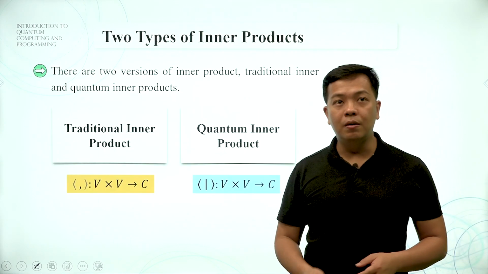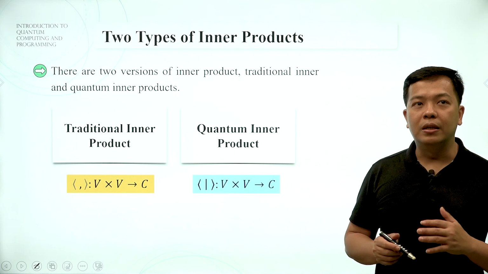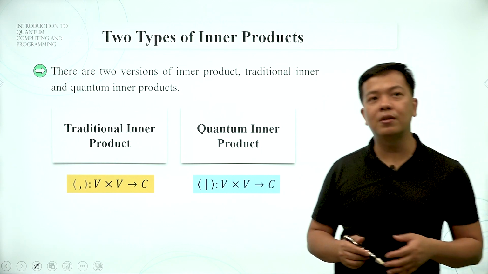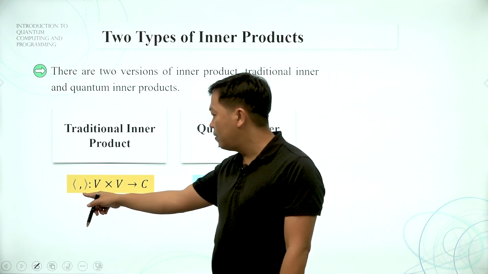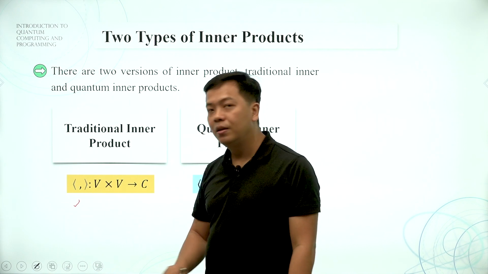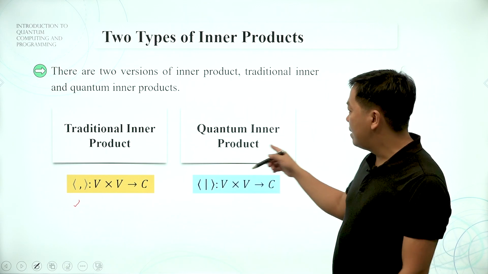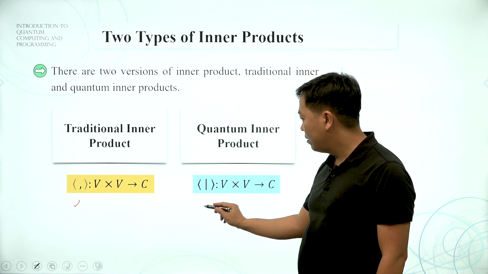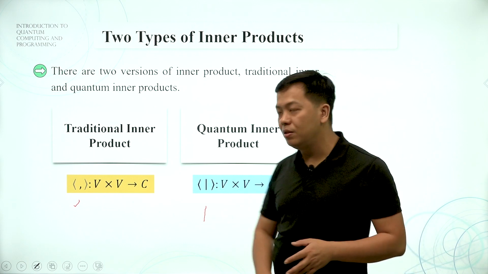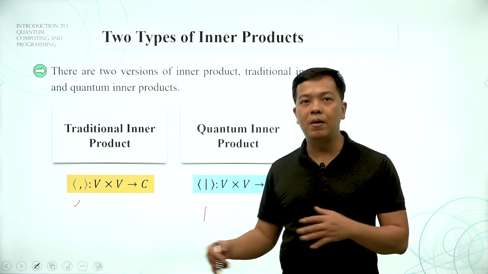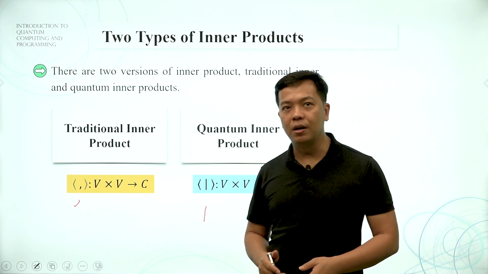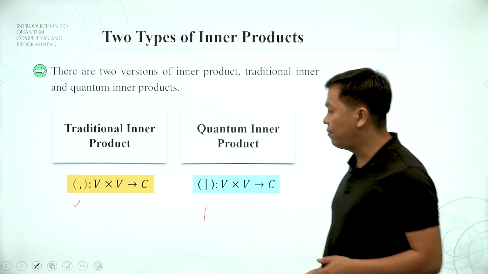First, we have two concepts to separate. We have the traditional inner product, which has this symbol, for example a comma. But in the quantum inner product, you will see a different symbol. This makes sure that in future, when you see this kind of formula, you can tell whether it is traditional or quantum, and how you can transform between the two versions.